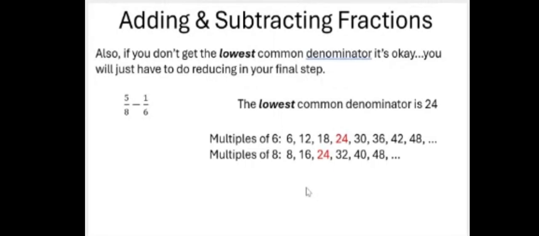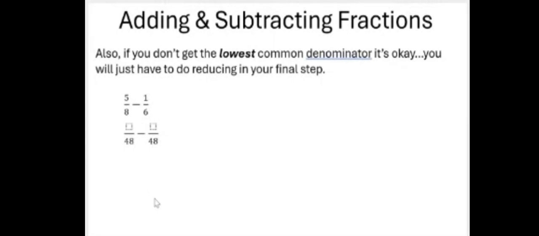The multiples of 6, right, and the multiples of 8, they both go into 24. They also both go into 48. Let's say you missed the 24 somehow, or you just multiplied them together. Wouldn't recommend it, but say you get confused and you use a 48. Watch what happens. It's totally fine.